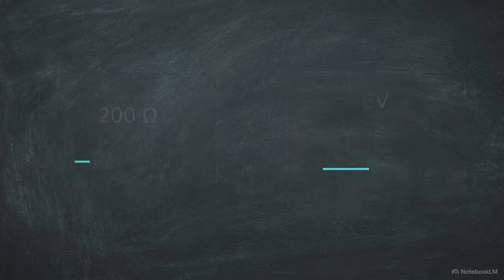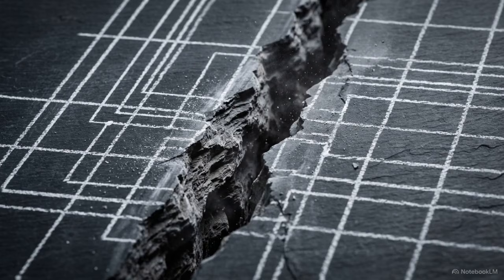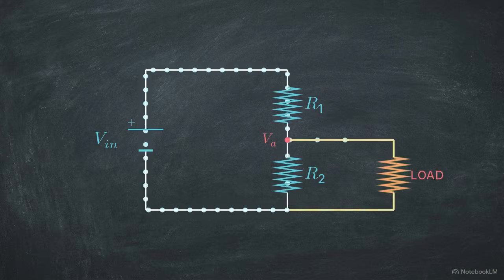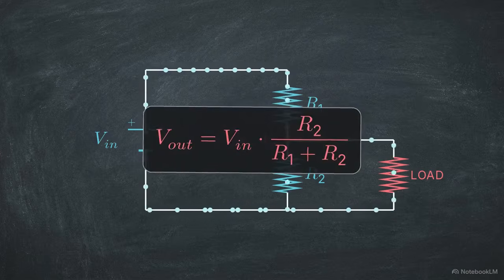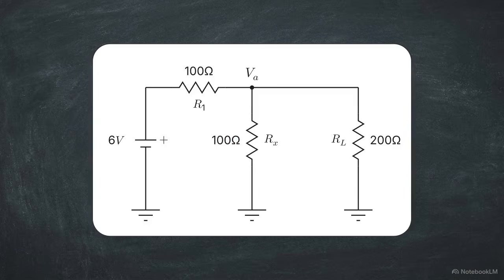The 200-ohm component didn't fail, and the 6-volt power source didn't fluctuate. Instead, the underlying topological assumptions of our formula were quietly violated. Attaching that load altered the geometry of the circuit, forcing a mandatory retreat from shortcuts back to first principles. To diagnose exactly why the math broke, we have to look closely at the point of intersection, node VA.